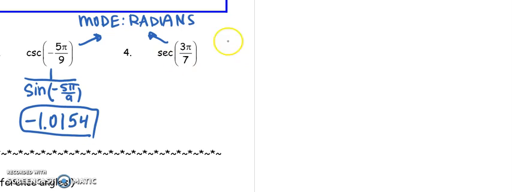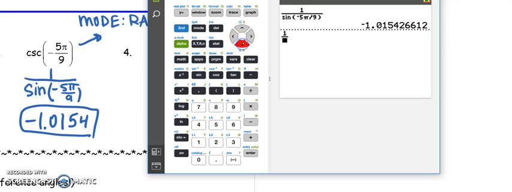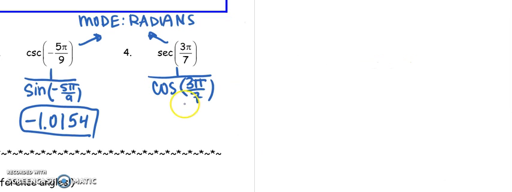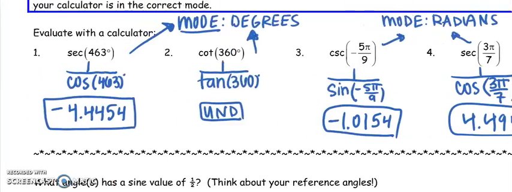Secant 3 pi over 7 would be 1 over the cosine of 3 pi over 7. So I'm going to put that into my calculator there. 1 over the cosine of 3 pi divided by 7. Boom. 4.49, uh-oh, this 5 bumps that to a 10, so 4.4940. Boom, done. All right, so now we know how to type those into the calculator.